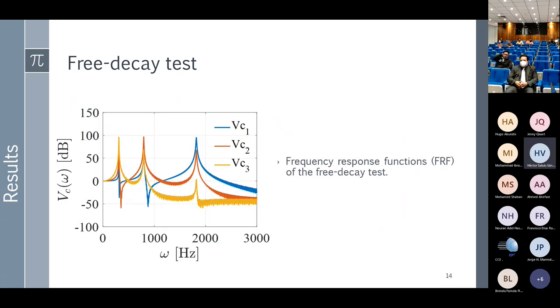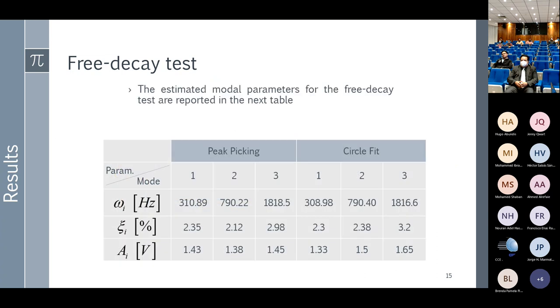These figures show the frequency response functions of the free decay test. We can observe a poorer signal-to-noise ratio compared to the impulse response one. In this table, the modal parameters estimated in this test are shown.